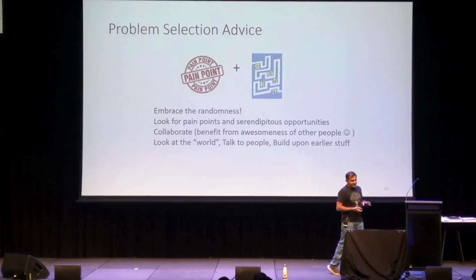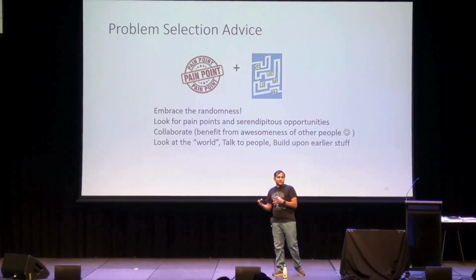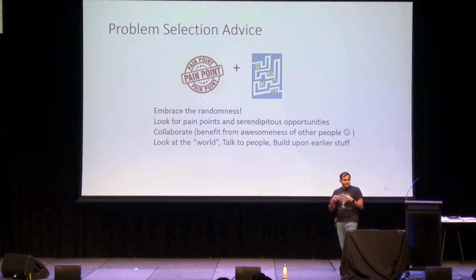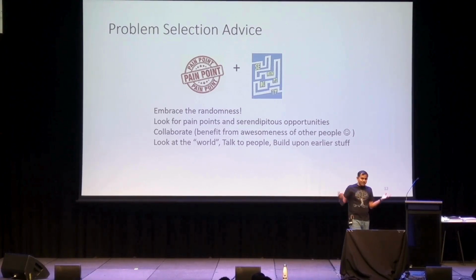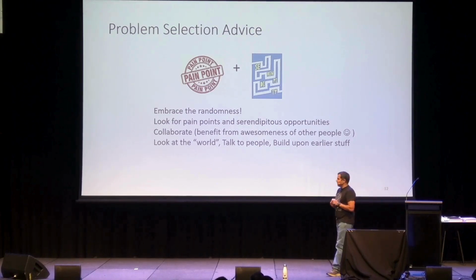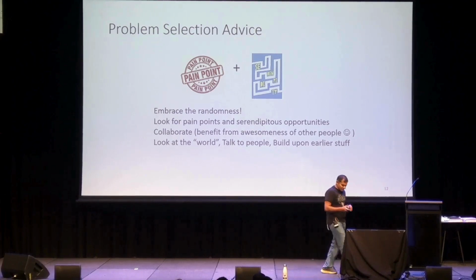So in some sense, my idea for problem selection is that you will never ever find this golden problem on day one. You've got to embrace that I might start something small, keep looking for pain points and serendipitous opportunities, collaborate and steal from the awesomeness of others. That's a great idea, right? You can always collaborate, and there are people who are much more awesome than you that you can benefit from, and you can build on them. Look at the world, right? There's a whole ton of interesting problems in the world.